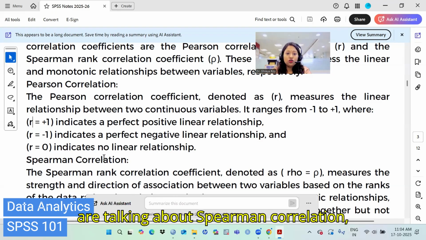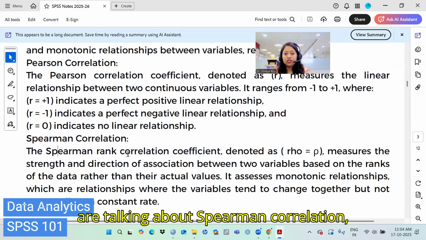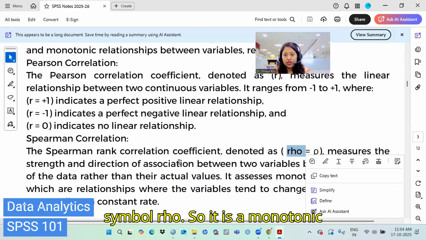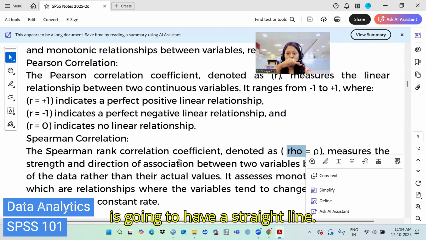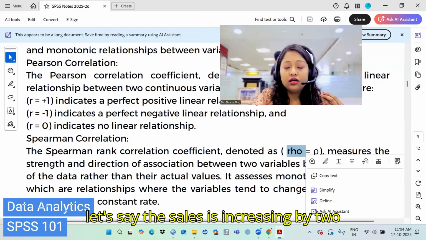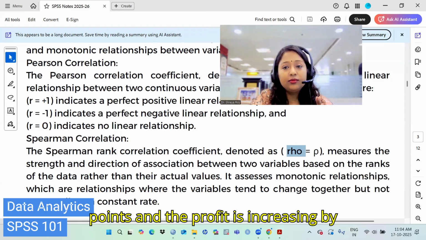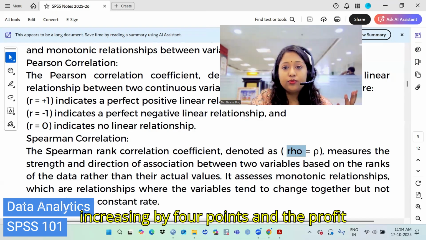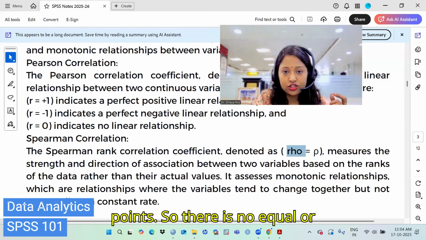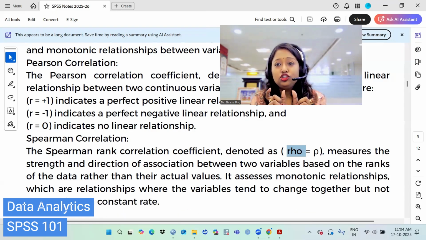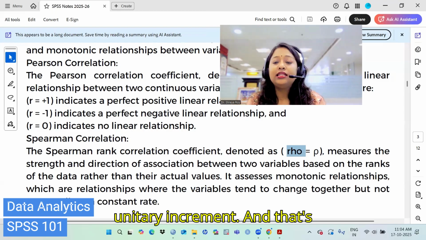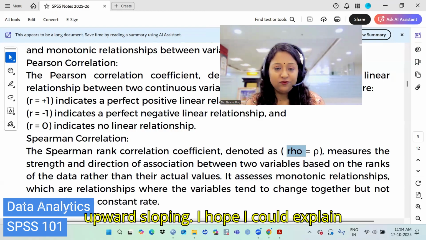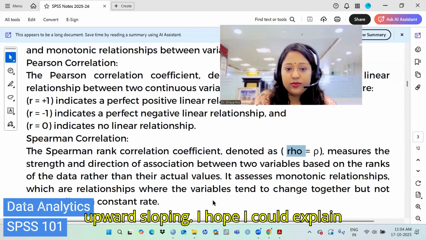On the other hand, when we are talking about Spearman correlation, which is generally represented by the symbol rho, it is a monotonic relationship. That doesn't mean that it is going to have a straight line. So let's say the sales is increasing by 2 points and the profit is increasing by 3 points. Then the sales is increasing by 4 points and the profit is increasing, let's say, by 7 points. So there is no equal or unitary increment, and that's when you say it's a monotonic increase. So it's not a straight line, but it is upward sloping. I hope I could explain myself.